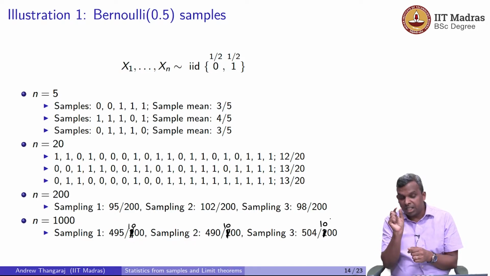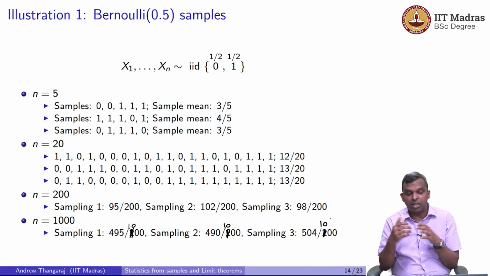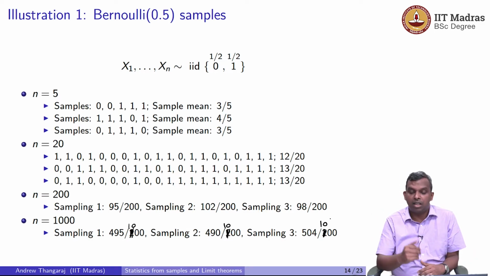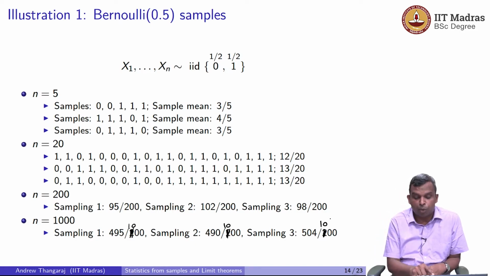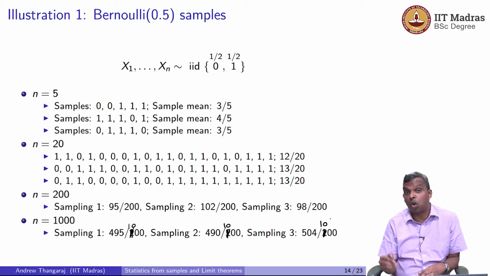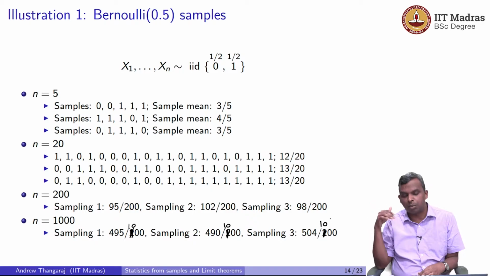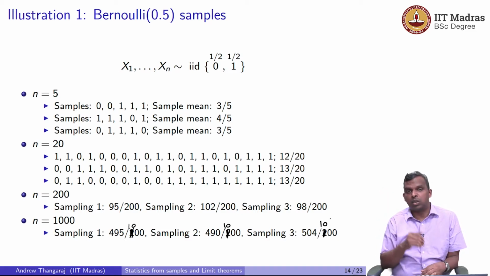Notice now that the variation in the number of the sample means is decreasing as we increase n, right? So initially it was 3 by 5, 4 by 5. The variation was as much as 1 by 5, which is 0.2, right? So notice the variation here. It's 0.495, 0.49, 0.504. The variation has dropped below 0.01. Right? It's 0.02 or 0.01. Okay? So it's gone down 10 times when you went from 5 samples to 1000 samples.